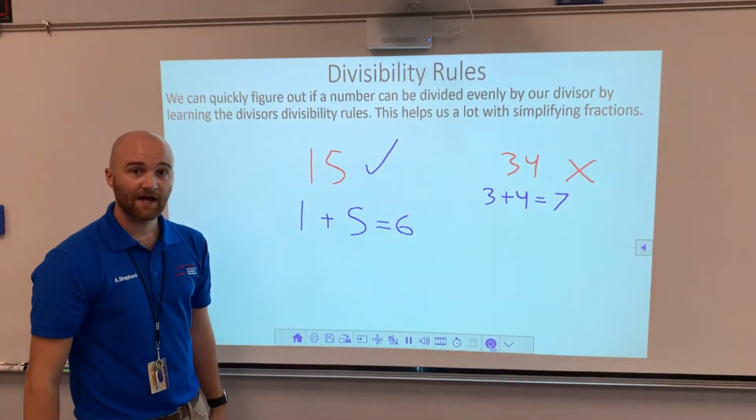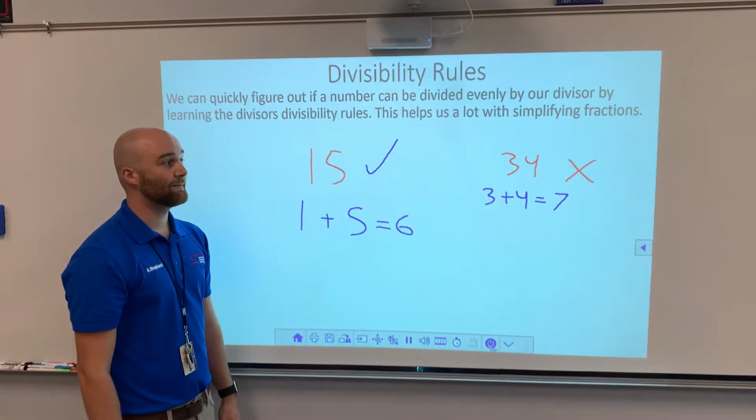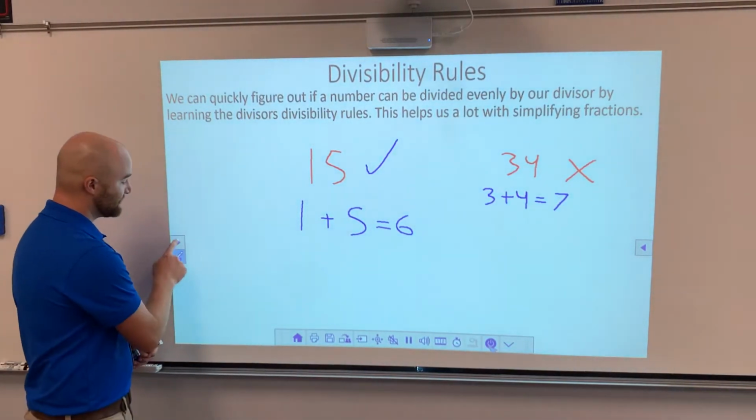If I try to divide 34 by 3, I'm not going to get a nice, neat number. I'm going to end up with a fraction. So I know that that doesn't work. Now let's try one to put into your notes.